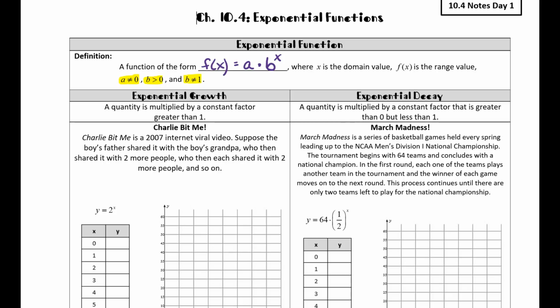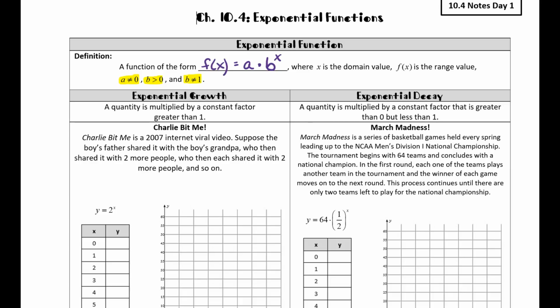And then finally, b cannot equal 1. This is also because this would create a linear function, because 1 to any power, whether it's negative, positive, or 0, is always going to be 1, which means no matter what I plug in for my x's, I'd always end up with the same constant value, creating a constant linear function.